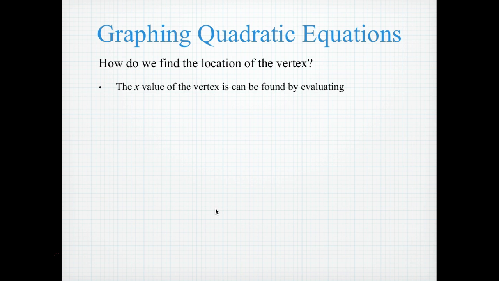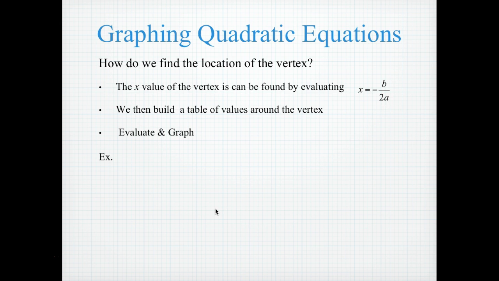Now, how do we find the location of the vertex? The x value of the vertex can be found by evaluating the expression the opposite of b over 2 times a. We then build the table of values around the vertex in a t-table, evaluate, and graph. We're going to use symmetry to help us evaluate. For our example, we're going to use the equation y = -x² + 4x - 3.